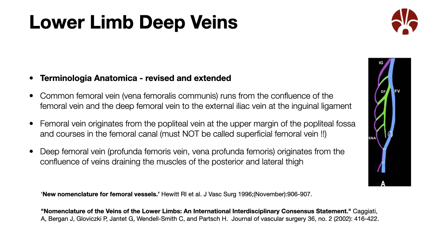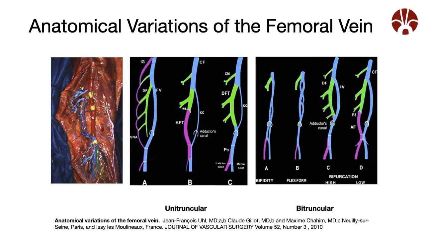The femoral vein originates from the popliteal vein at the upper margin of the popliteal fossa at the adductor canal and courses in the femoral canal up to the groin, where it's joined by the deep femoral vein to form the common femoral vein. The impetus for this study came about as I was seeing an awful lot of variations in the anatomy of the deep veins of the thigh, which I didn't properly understand.